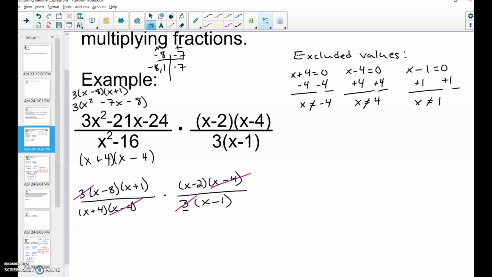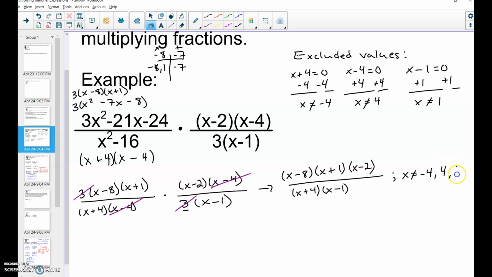Now I'm going to go ahead and multiply across the numerator. Typically when we multiply across, we're just going to leave it in factored form, so I'm just going to keep the parentheses with it. So x minus 8, x plus 1, and x minus 2 over x plus 4 and x minus 1. That's as simplified as you can get for this rational expression. We do need to include that x can't equal -4, 4, or 1. That would be your final answer.